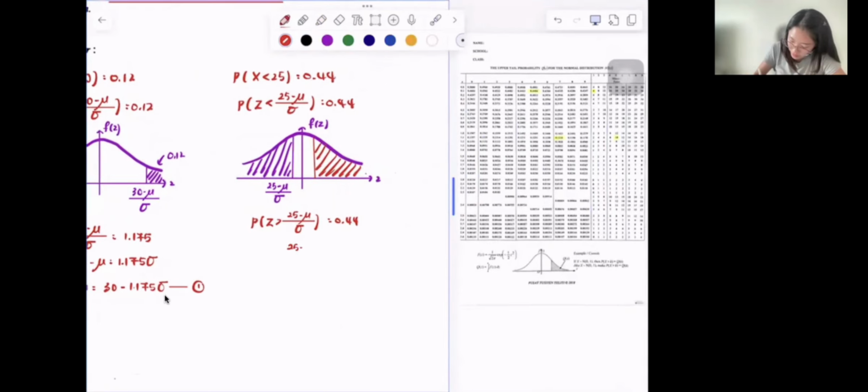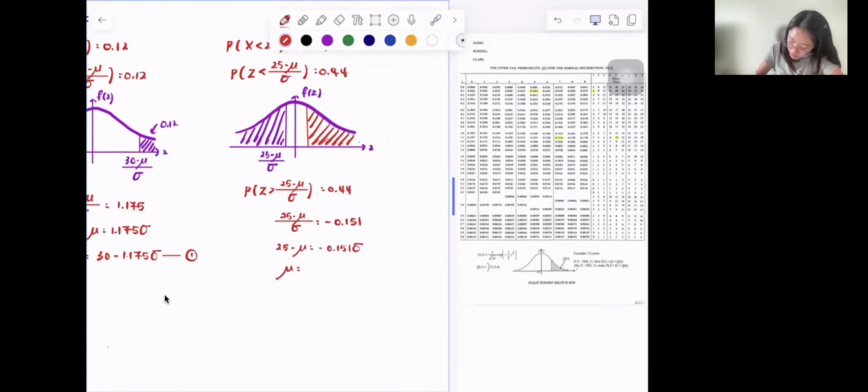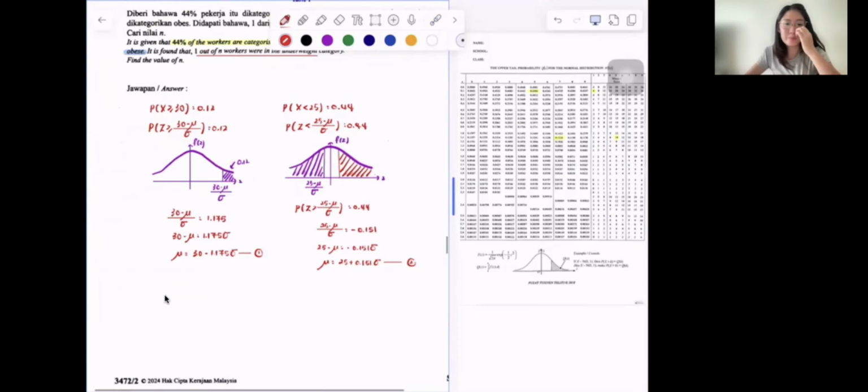(25 minus mean) over standard deviation equals negative 0.151. Why negative? Because originally it is a negative z-score. So whether it is negative or not, you have to add it yourself. So 25 minus mean equals negative 0.151 standard deviation. All right, so mean equals 25 plus 0.151 standard deviation. That will be your equation 2. This one will be long, 6 marks, the whole question.